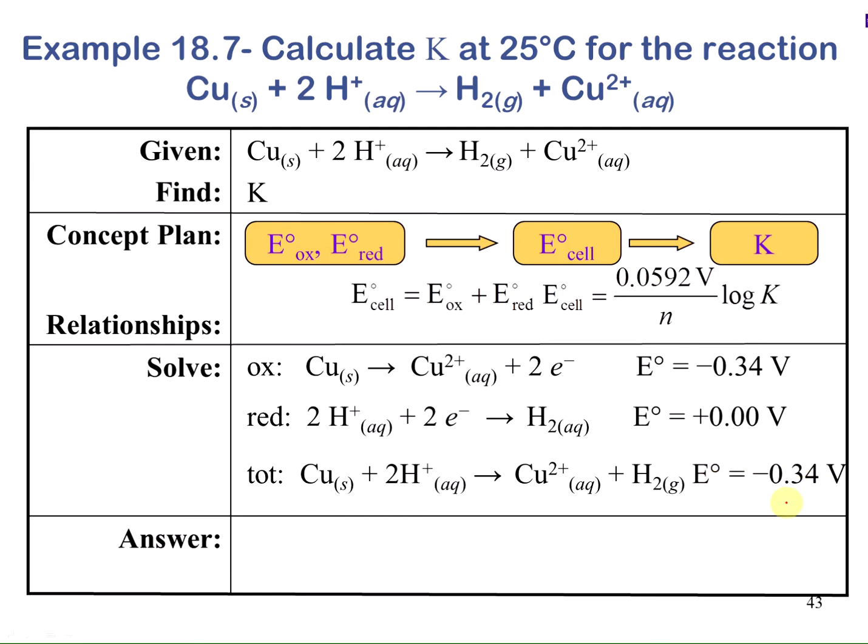So now we've got the cell potential for the reaction. We can plug this into our equation here. 2 electrons are being transferred, so we can plug in the n value of 2 and just solve for K.